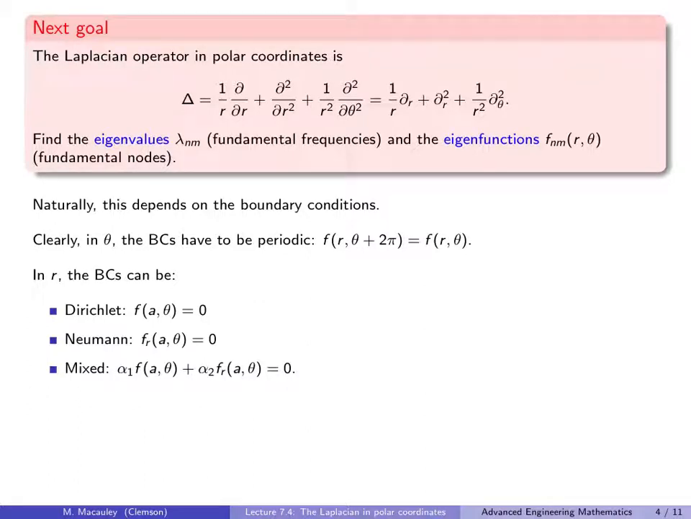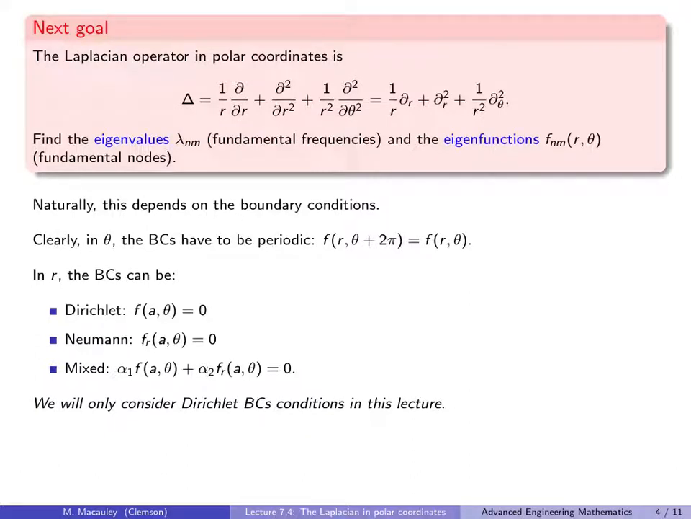Or we could get mixed boundary conditions, so some linear combination of these first two. And by making these equal to 0, of course they don't have to be 0. This is what they are if the boundary conditions are homogeneous. We will only consider Dirichlet boundary conditions in this lecture. In the next example, we will actually solve the Helmholtz equation in polar coordinates with Dirichlet conditions.